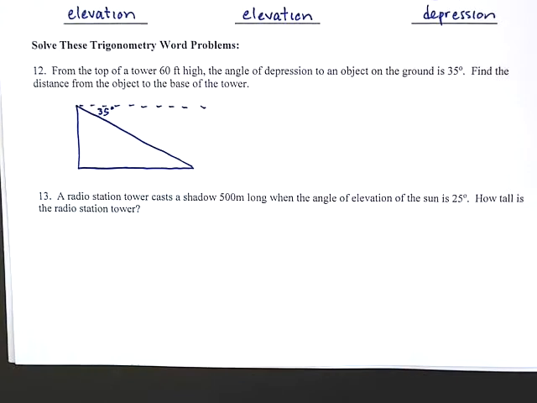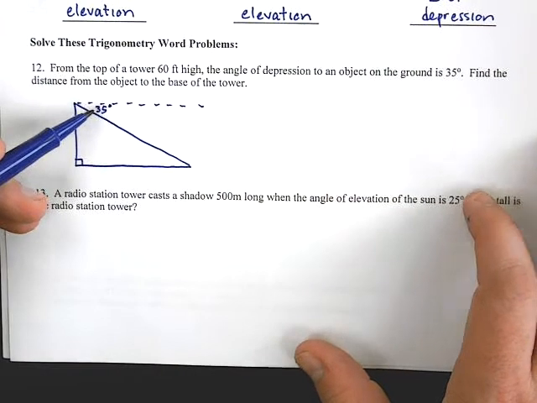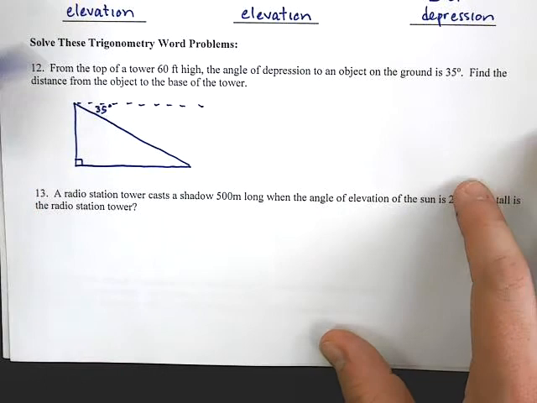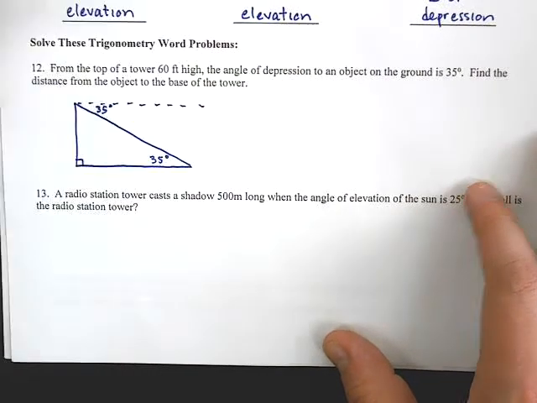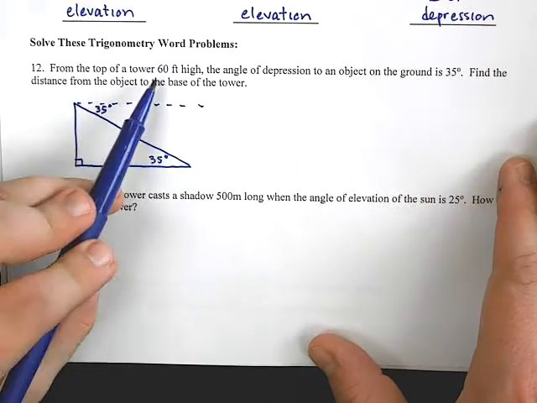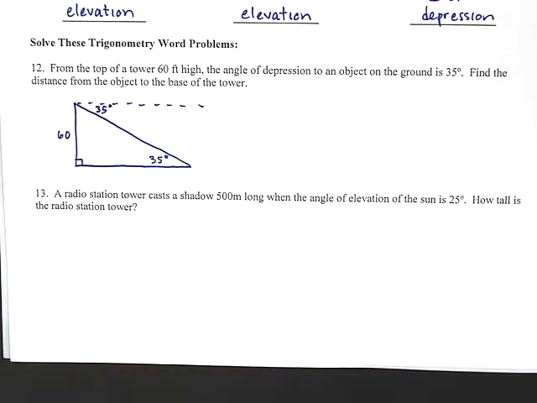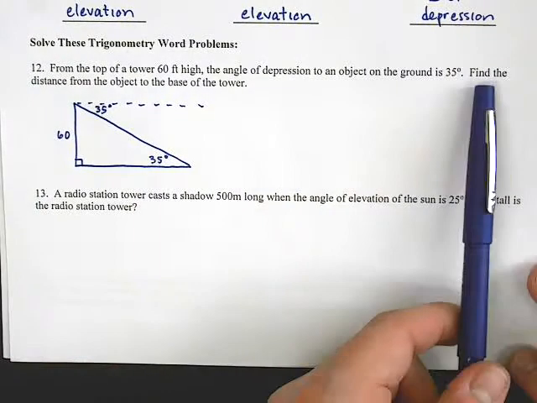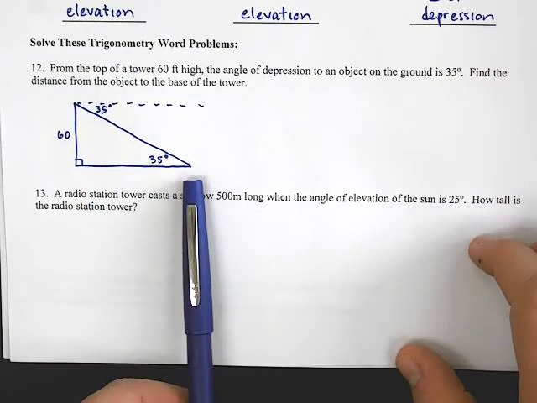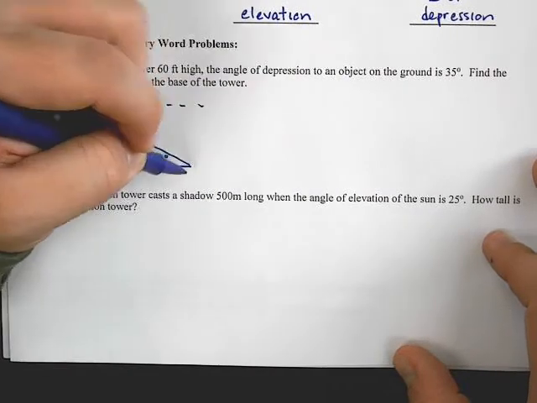Now notice what I did. I drew a triangle down, and I'm going to use the fact that I know angles of elevation and depression are congruent to each other to say that this is also 35 degrees. And if I add in the fact that I knew the tower was 60 feet high, now I'm just about ready to solve this problem. What are we looking for? We're looking to find the distance from the object to the base of the tower.